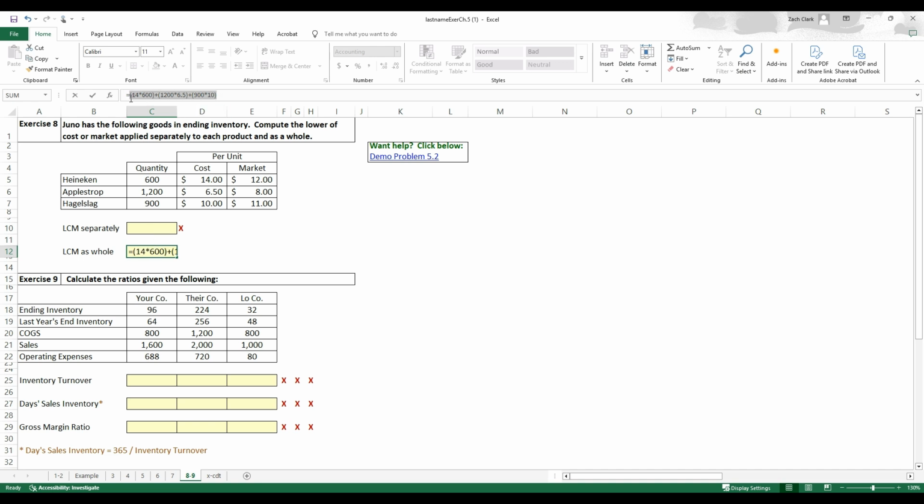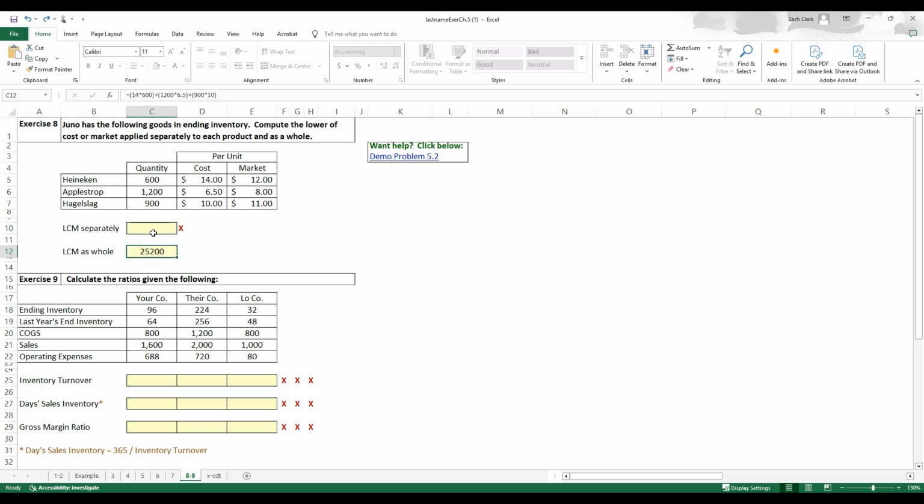But I wanted to show, cost is lower here as a whole, but if we did the market, we would be using the same amounts but different values. So $10, $12, $8, and $11, which is all coming from here. So the market was $26,700 if we use market, but the cost that we purchased it for as a whole is $25,000. So the cost is still lower than market, and we don't have to write down our inventory.